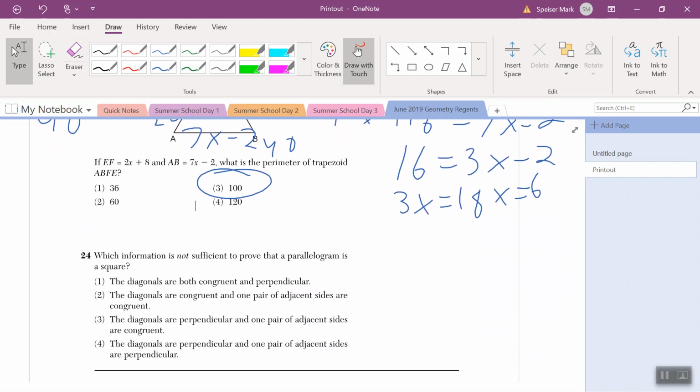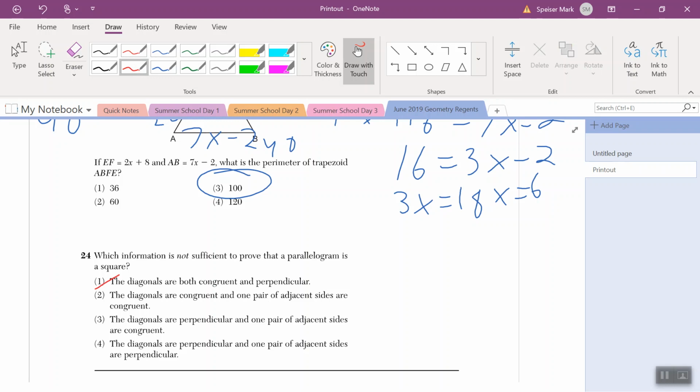Question 24. Which information is not sufficient to prove a parallelogram is a square? If you don't memorize these rules, you're going to get this one wrong. Okay? Diagonals that are both congruent and perpendicular is sufficient to prove it's a square, because that's a rectangle and a rhombus together. So that's not the right answer we're looking for, which is not sufficient.